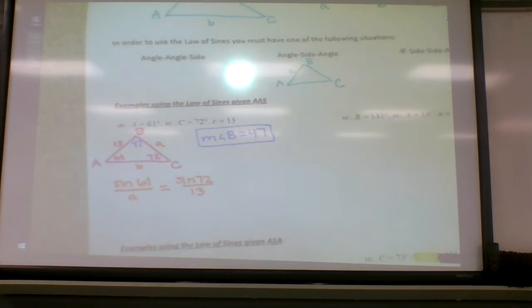Everybody hit mode on your calculator real fast and make sure these are angles in degrees. So make sure your calculator is in degrees on that fourth row. If not, you're just going to get wrong answers.